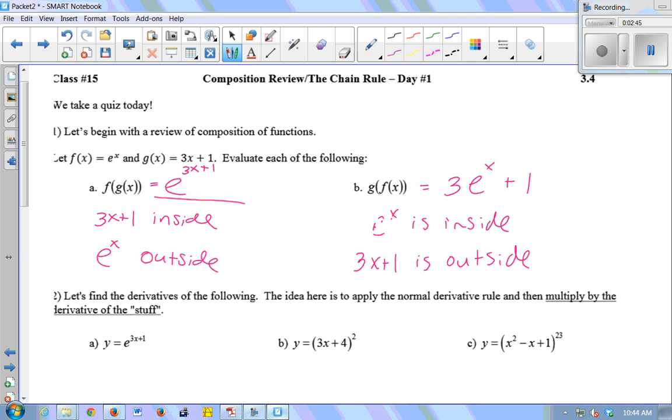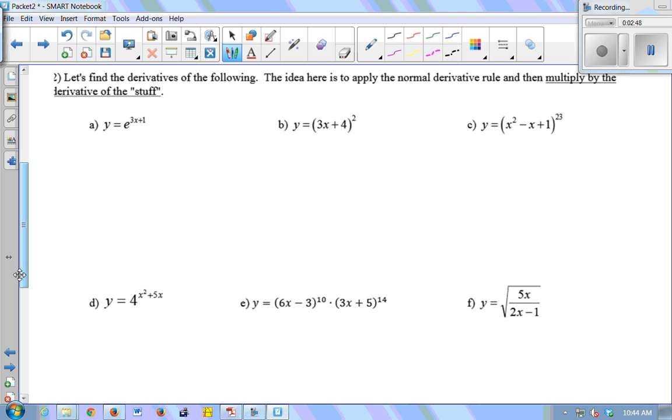Okay, so we're going to learn how to find derivatives of compositions of functions today. And we use something called the chain rule, which I'm not going to write down until after we do a bunch of these. The key idea when you're taking the derivative of a composition is to apply the normal derivative rule, then multiply by the derivative of the inside function.